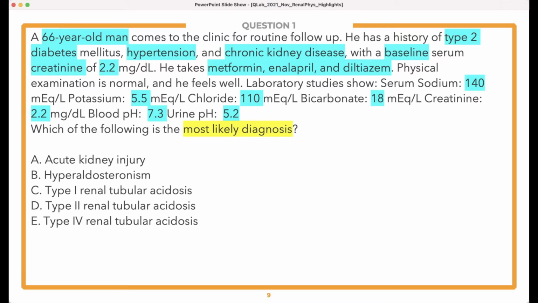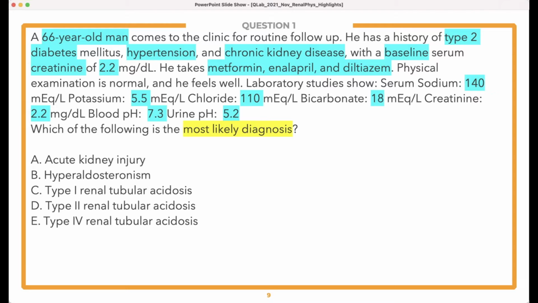Answer choice E, type 4 renal tubular acidosis. Answer choice D, type 2 renal tubular acidosis. C, type 1 renal tubular acidosis. B, hyperaldosteronism. And A, acute kidney injury.